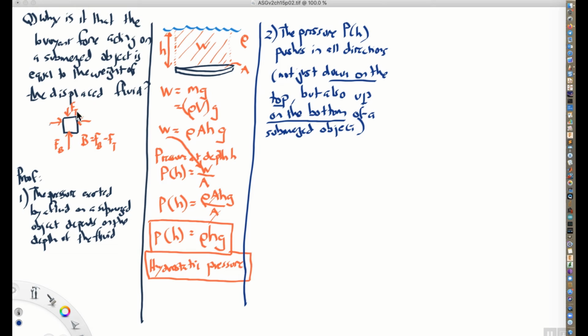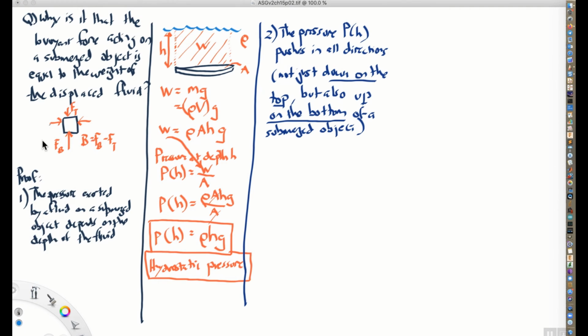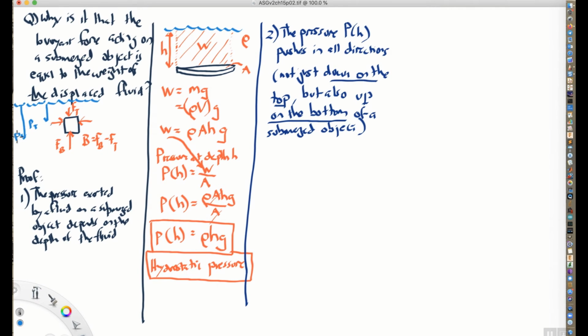Okay, so if we go back to our original drawing right here, we imagine this object underwater, there is going to be, at this depth here, some pressure, and we'll call it the pressure that's acting on the top of the block. And then at a greater depth, there's going to be a different pressure, and that pressure is going to yield this force pushing up on the bottom.